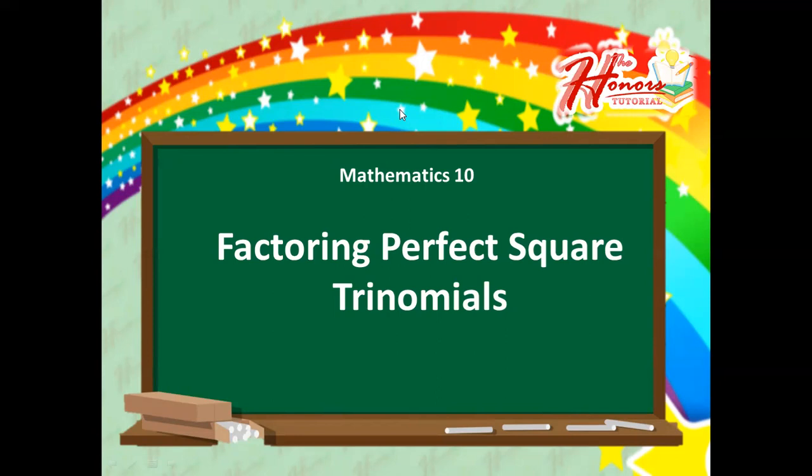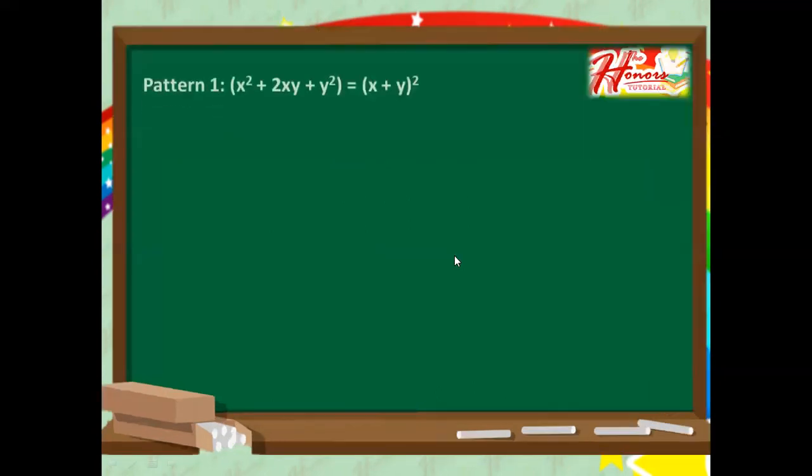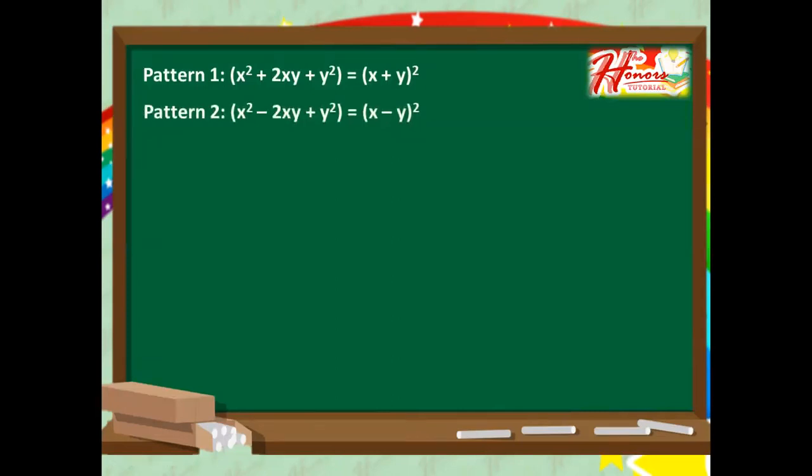Our topic for today is about factoring perfect square trinomials for Mathematics 10. We have here two patterns. For the first pattern, we have x squared plus 2xy plus y squared is equal to the quantity of x plus y squared. And then for pattern 2, we have x squared minus 2xy plus y squared equals the quantity of x minus y squared.